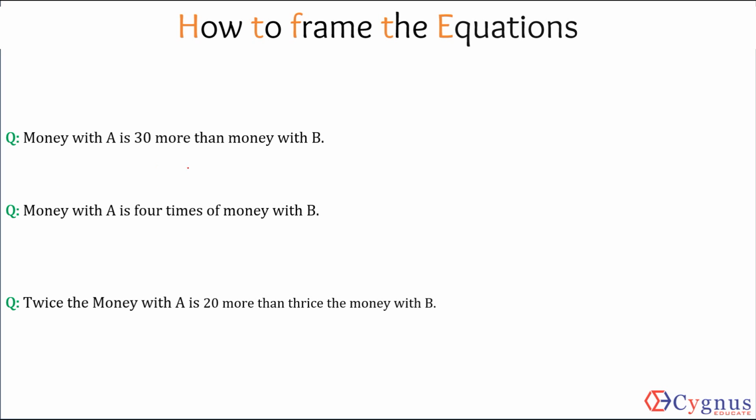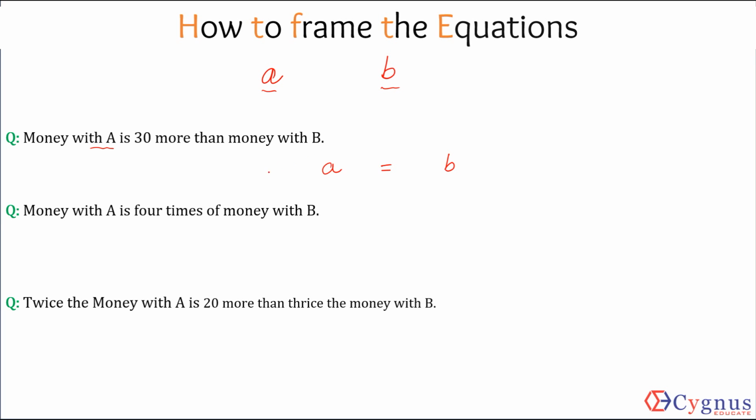It says that money with A is 30 more than money with B. Fine, let's say the money with A is a and money with B is b. Now what's your objective? हमें एक equation बनाना है. I'm comparing money with A, that is small a, and money with B, that is small b. You want to make an equation? Let's write both the variables and separate them by an equal to sign. Are they equal? No. Money with A is 30 more than money with B.